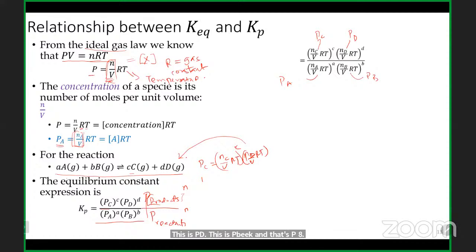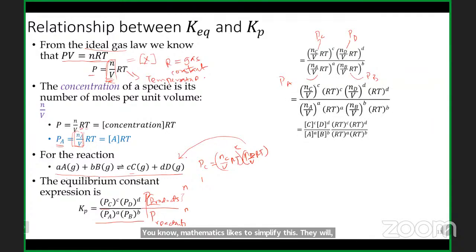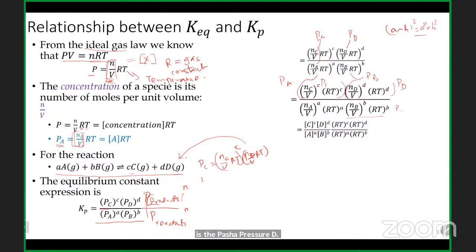Mathematics likes to simplify things, so let's simplify it further using the laws of indices: A times B raised to power 2 is equal to A raised to power 2 times B raised to power 2. So this is still the partial pressure of C, this is the partial pressure of D, this is the partial pressure of B, and that is the partial pressure of A. I'll check your question soon.